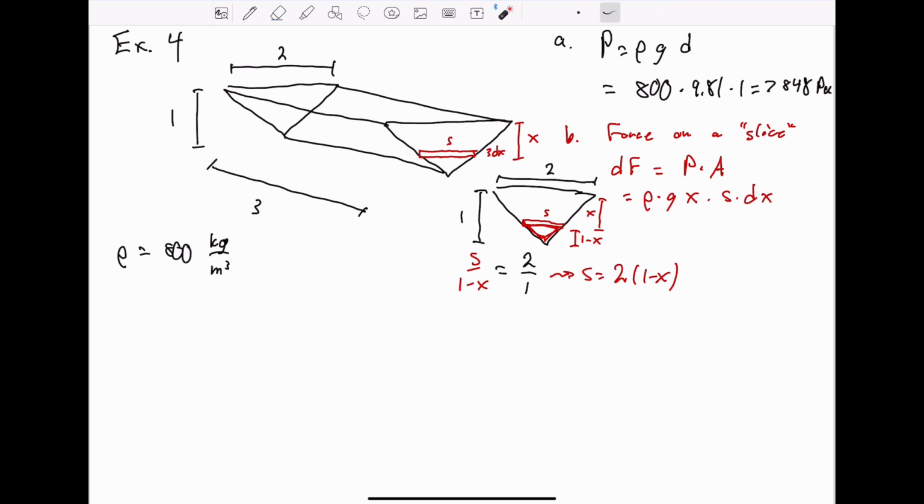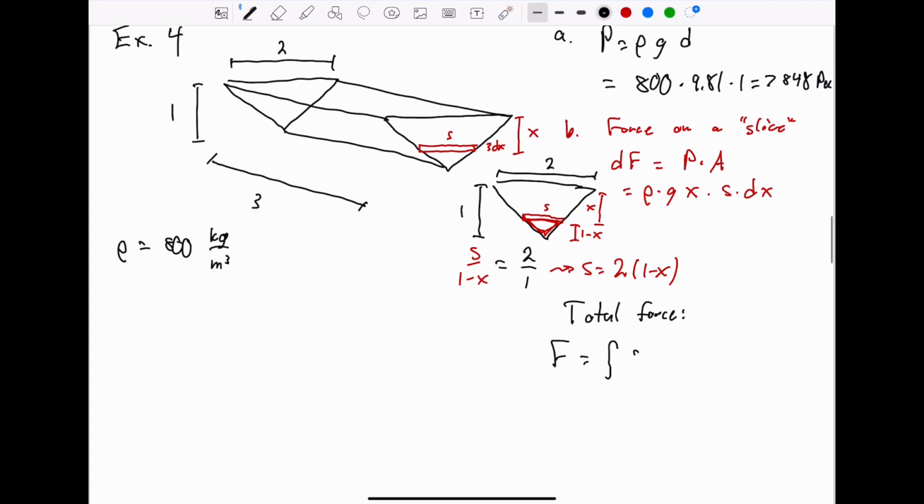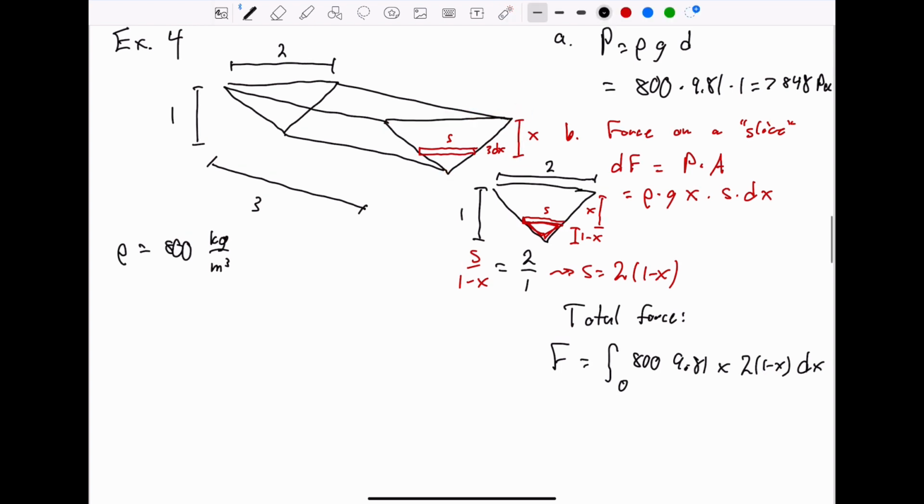At this point, we're ready to write an integral to find the accumulated force on the entire triangular face. So the total force here is the integral of rho, and instead of rho, let's write 800, that's the density, times gravity, 9.81, times x, times s, which is 2 times 1 minus x, integrating with respect to x. The limits of integration are for the variable x, and since this is full of oil, x changes from 0 to the entire depth of 1. So we integrate from 0 to 1.